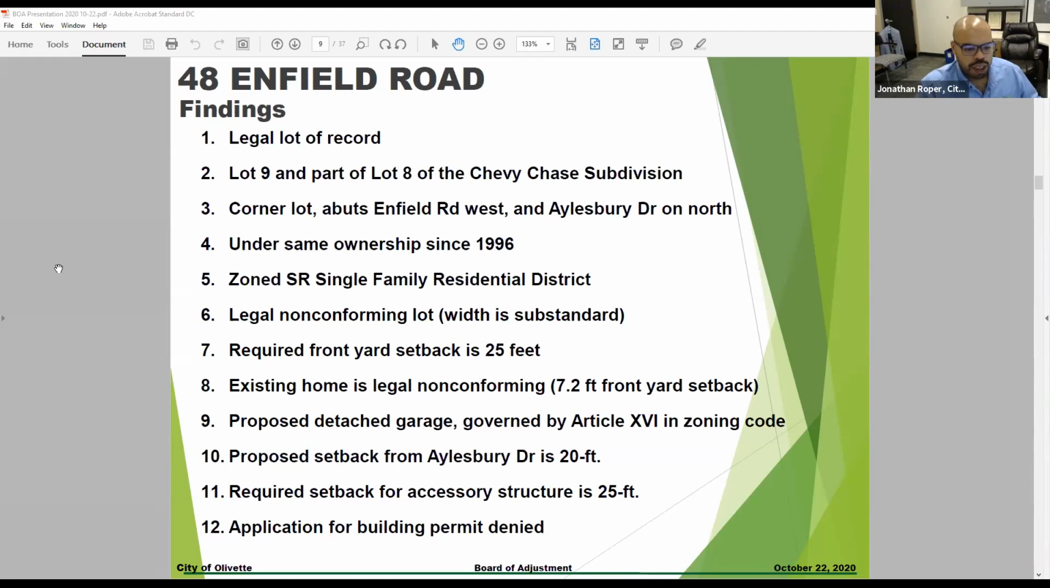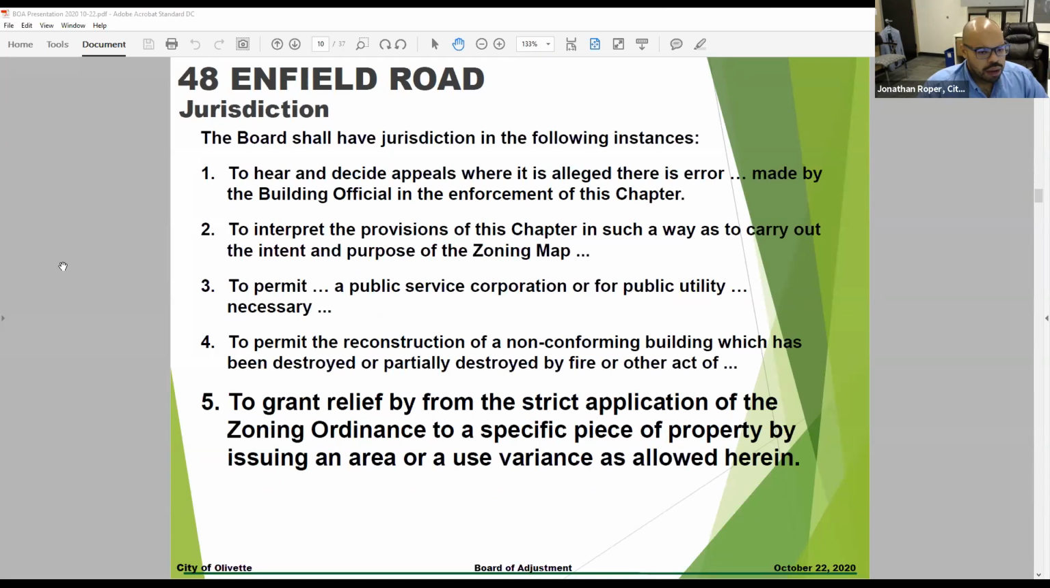Next slide, please. And the jurisdiction of the board, as Mr. Trejo mentioned, they have the jurisdiction under this case to grant relief from the strict application of the zoning ordinance to a specific piece of property by issuing an area or use variance, in this case an area variance, as allowed herein.